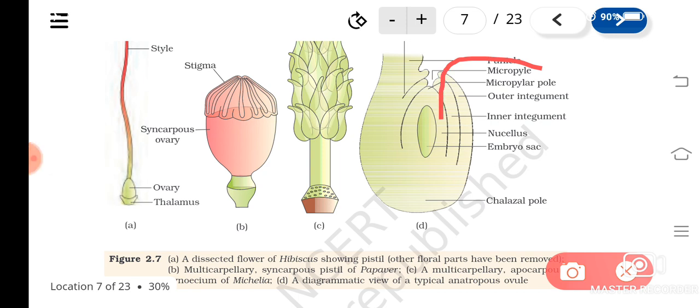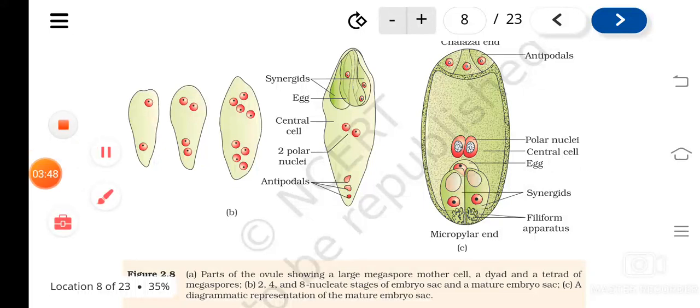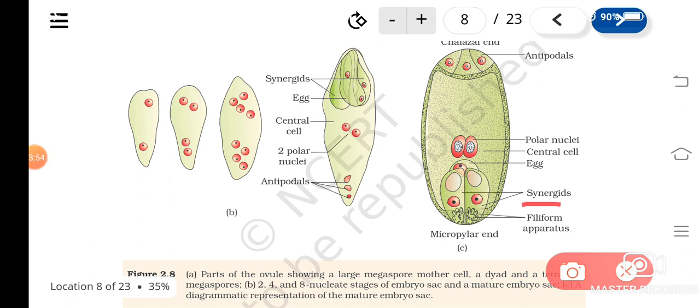You have learned that in the micropylar region, the egg apparatus is kept, isn't it? What are the parts of the egg apparatus? There will be two synergids and a central egg, isn't it? Synergids will be there and the egg will be there. Synergids have the filiform apparatus, which helps in guiding the male gametes to the egg. You can see here, these are the filiform apparatus which you can find in the synergids, and they guide the male gametes towards the egg.